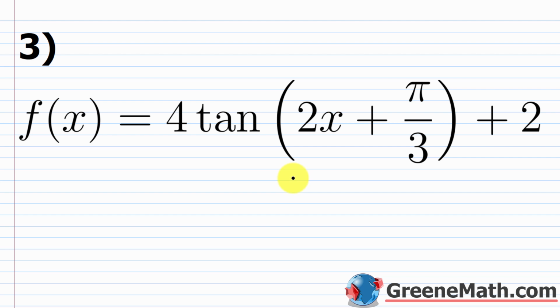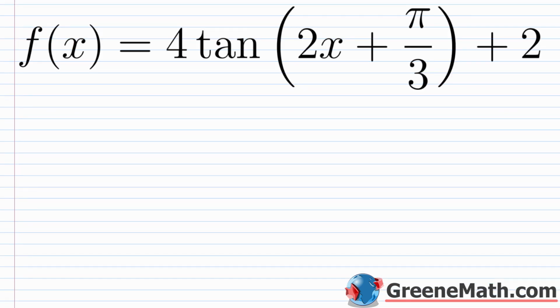So we'll be using the quarter periods to get our x values, and we'll use graphing transformations to find the y values. So here we have f of x equals 4 tangent of 2x plus pi over 3, plus 2. Now, the first thing I'm going to do here, before I get any points, is find the phase shift, the vertical shift, the period, and the quarter period. Just get that out of the way.